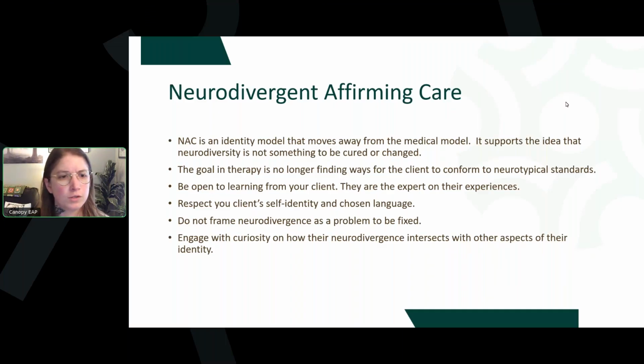So always respecting a client's self-identity, their chosen language. Really, again, if there's anything as a main takeaway here, it's how to move away from neurodivergence being a problem to be fixed. And there's just so much ableism, societal messaging that is saying exactly that. So unpacking and untangling that in that clinical space creates psychological safety and moves away from, this is something that has to be fixed.